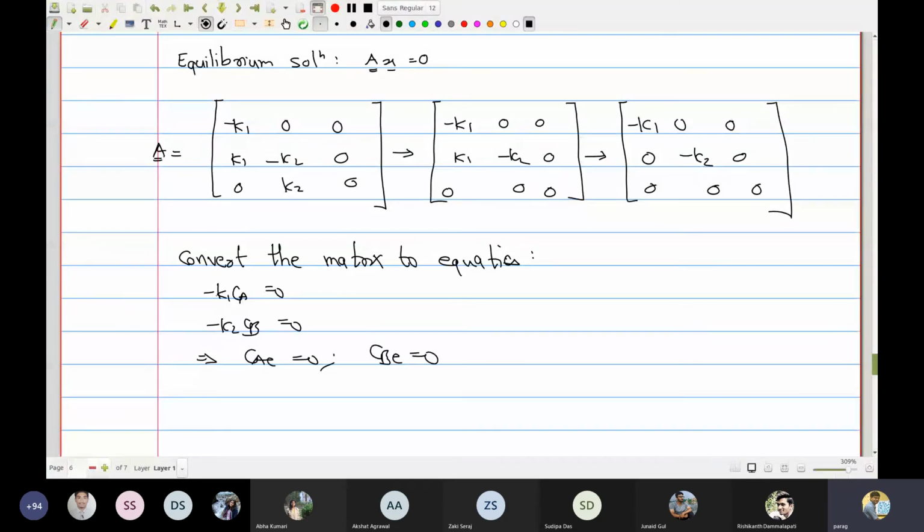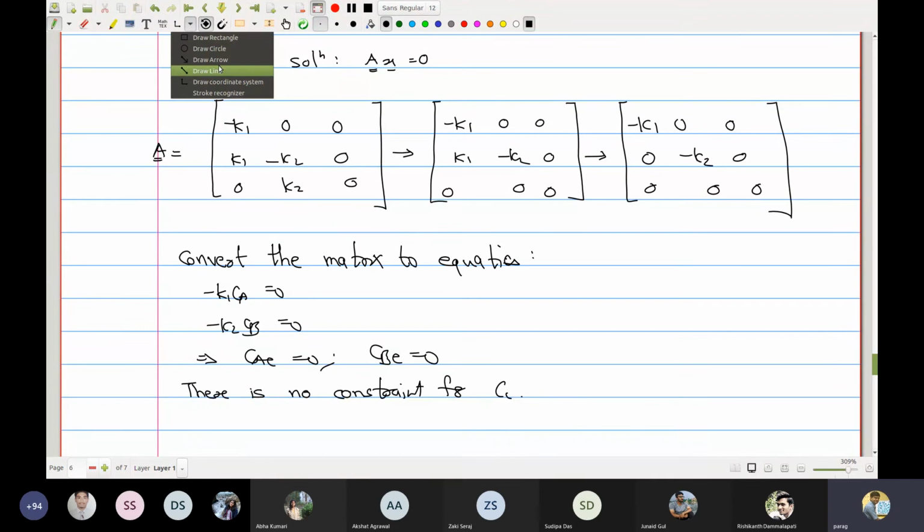What about CC? Okay, so the answer to that is there is no constraint for CC. Okay, and why does this happen? Okay, before we do this, let us try to understand what's going on. Okay, so you have a system.